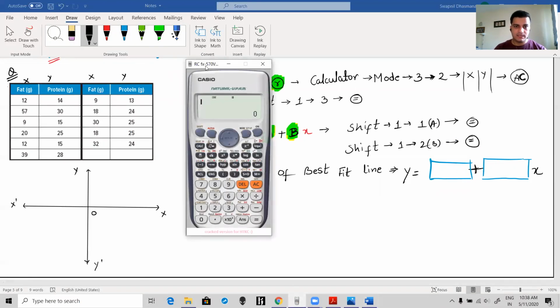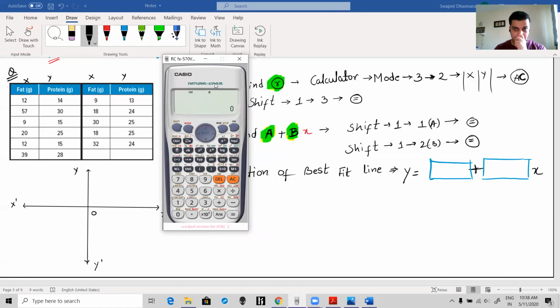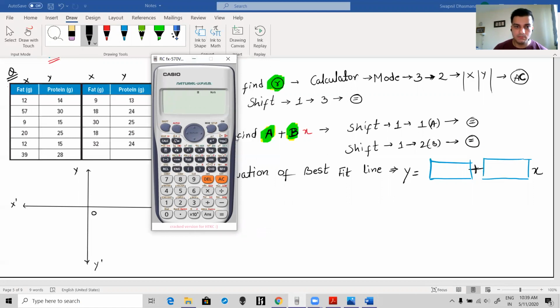So first of all, I'll clear the memory so that there is no residue from last calculations. So you go for shift, you see CLR, 9, 3, equals, and then you press AC. So it's all clean now. Now, step 1, as you can see, to find R, I will press mode.